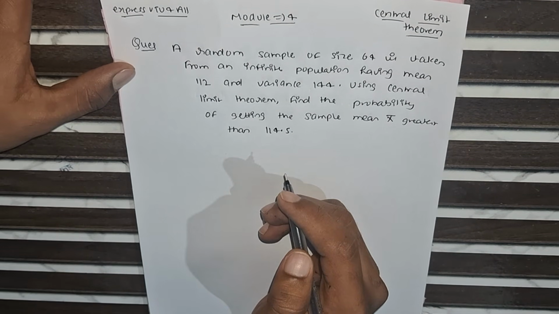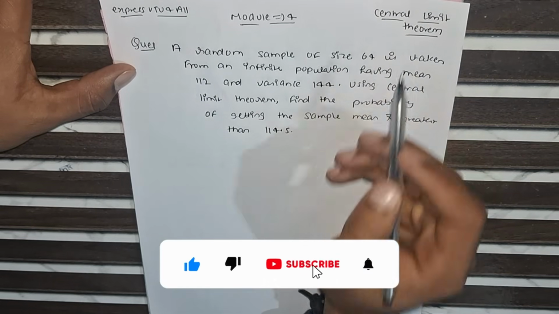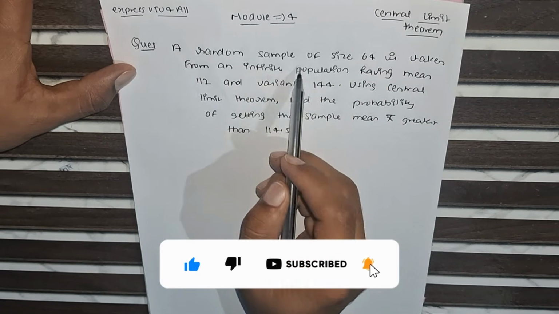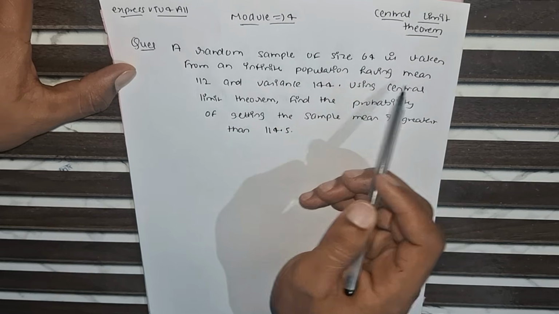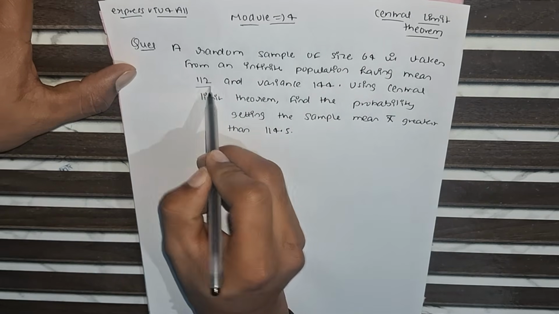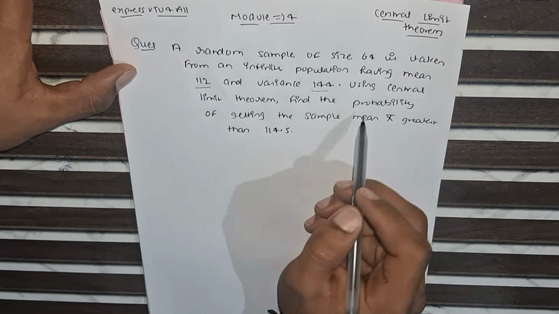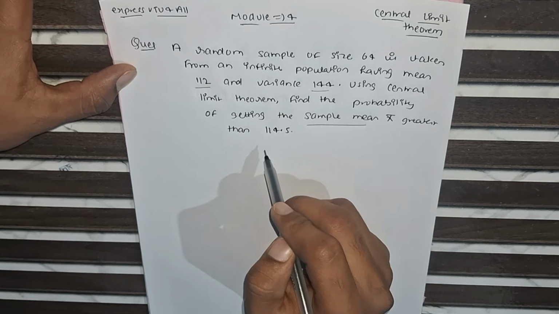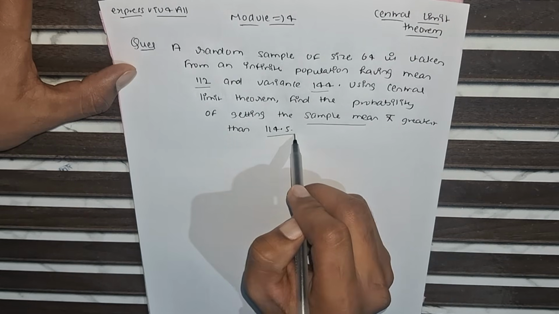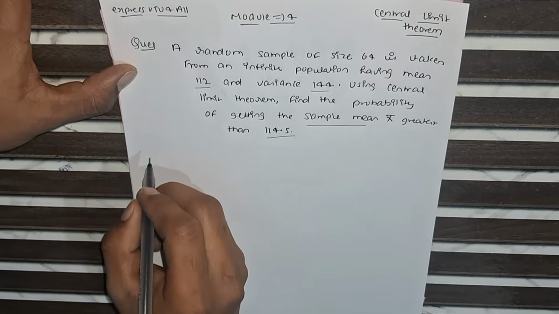Today we are going to solve a very important problem from module 4 on the topic of Central Limit Theorem. So the question is, a random sample of size 64 is taken from an infinite population having mean equal to 112 and variance equal to 144. Using Central Limit Theorem, find the probability of getting the sample mean x bar which is greater than 114.5. So now first we write what is given in this question.